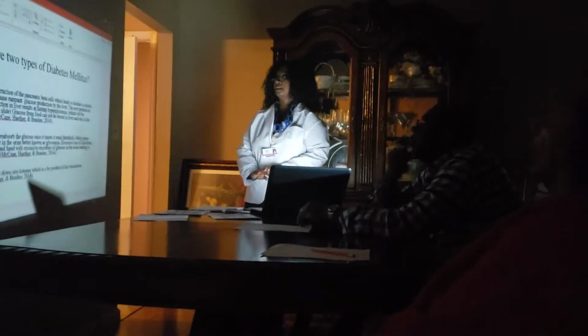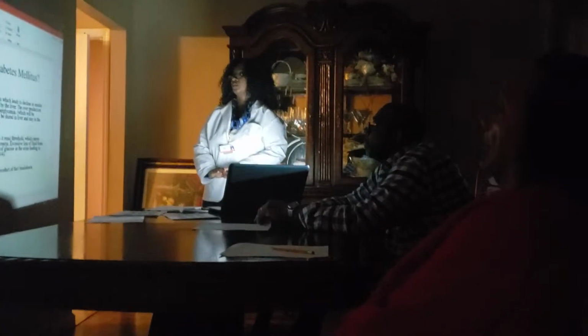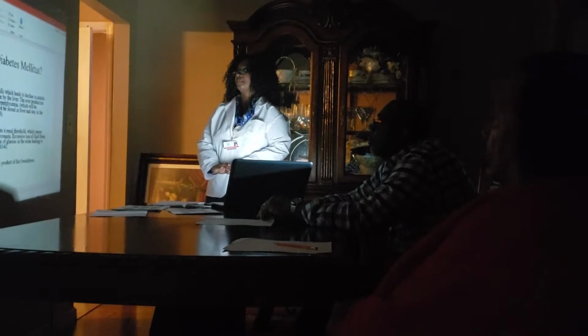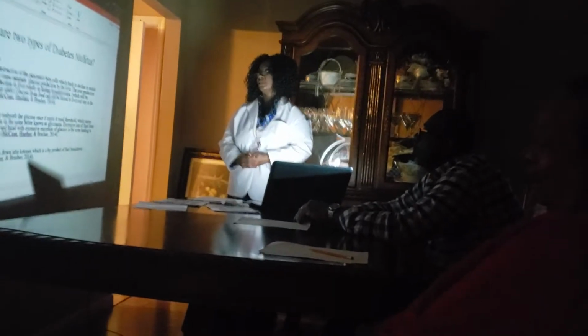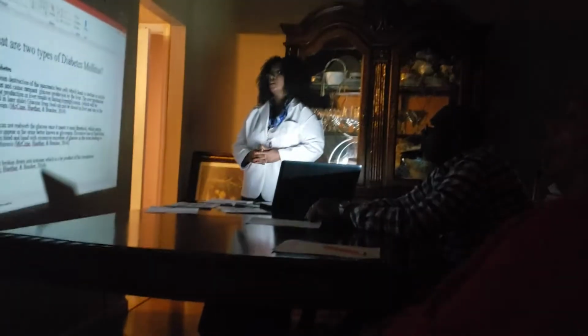Type 1 diabetes, also known as insulin-dependent diabetes mellitus. Type 1 diabetes results from destruction of the beta cells, which leads to a decline in insulin production and causes rampant glucose production by the liver. The overproduction of glucose in the liver results in fasting hyperglycemia, which will be discussed later in the lecture. Glucose from food cannot be stored in the liver and stays in the bloodstream, which is why you have your problem with diabetes.